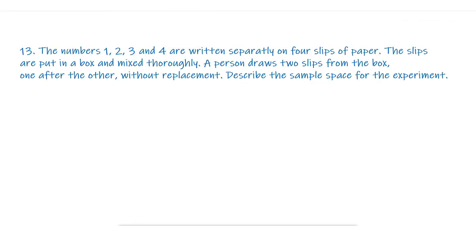Question 13. The numbers 1, 2, 3 and 4 are written separately on 4 slips of paper. The slips are put in a box and mixed thoroughly. A person draws 2 slips from the box, one after the other, without replacement. Describe the sample space for the experiment. So our solution is, when we draw the first slip, I write first draw, then there are 4 outcomes.